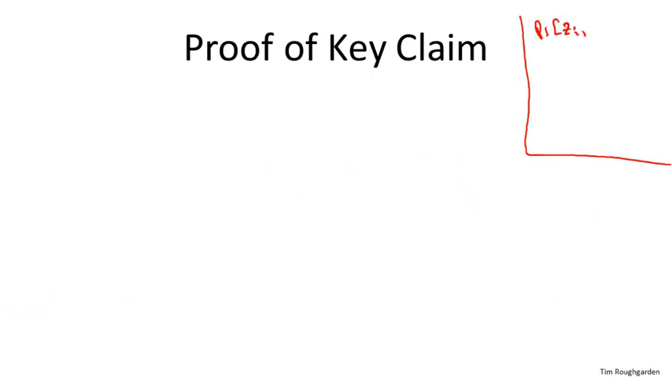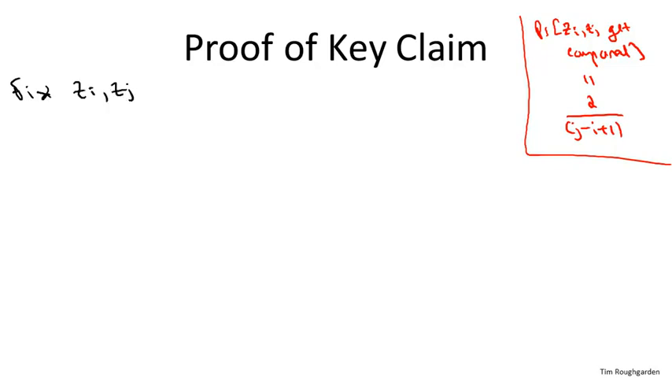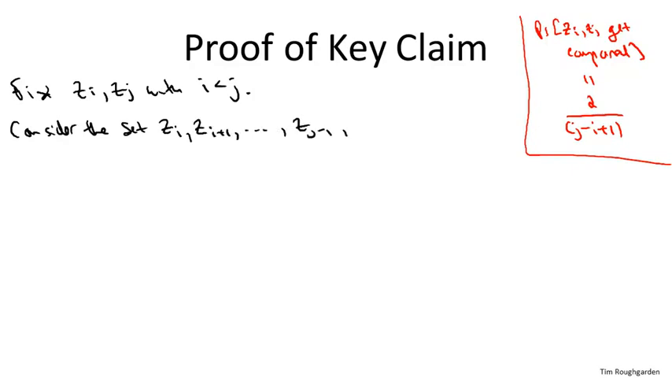So how do we prove this key claim? How do we prove that the probability that zi, zj get compared is exactly 2 over quantity j minus i plus 1? Well, fix your favorite ordered pair. So fix elements zi, zj with i less than j. For example, the third smallest and the seventh smallest element in the array. Now, what we want to reason about is the set of all elements in the input array between zi and zj inclusive. And I don't mean between in terms of positions in the array, I mean between in terms of their values.